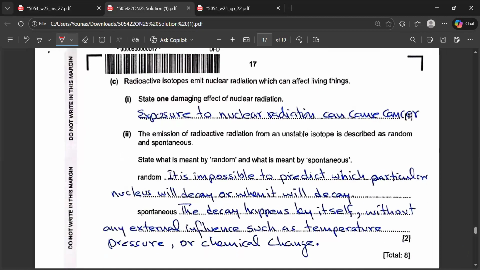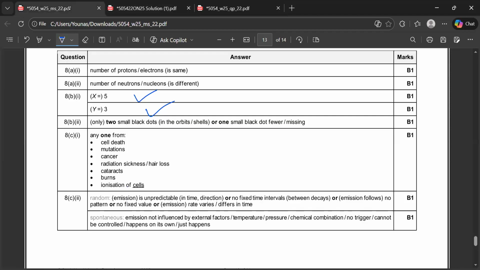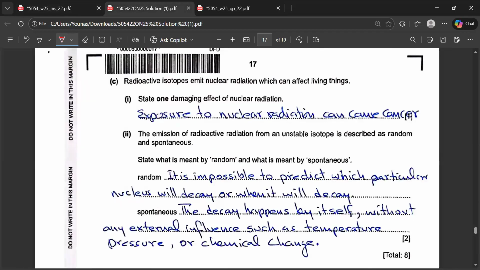So, exposure to nuclear radiation can cause cancer. Just have to write one. So these are all given. Hair loss is also one. So you can write one of them, okay?